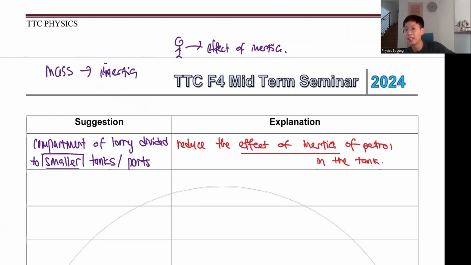Cannot. All I can do is reduce the effect of inertia. You understand what I mean? I cannot prevent myself from flying forward. Definitely when I step on the brake, my body will fly forward. But I can prevent myself from flying out of the car. So that's another advantage of that. So compound small lorry divided into smaller tanks and parts.